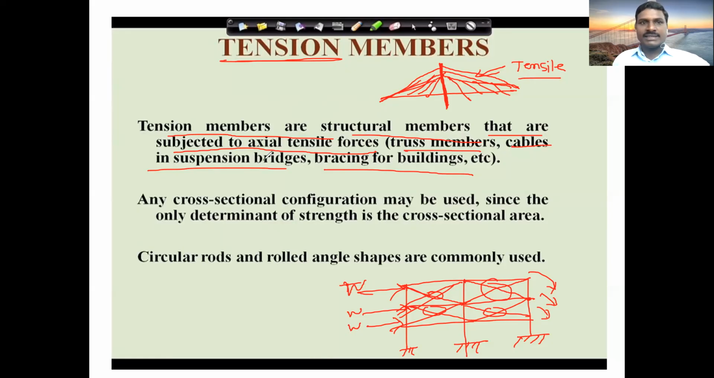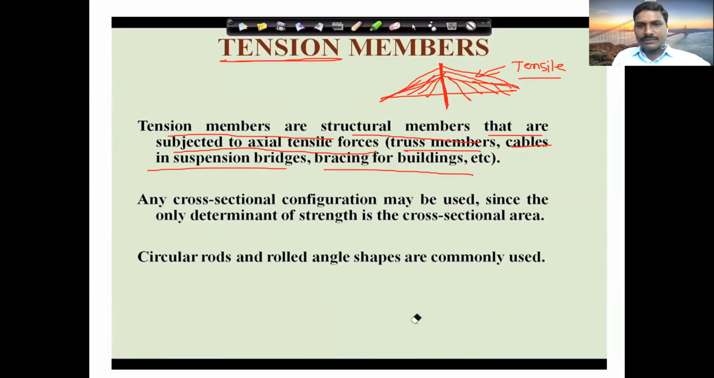Such are the examples or applications of tension member locations. So a tension member is nothing but a structural member that can carry axial force. Any cross-sectional configuration may be used, since the only determinant of the strength is the cross-sectional area. So the tensile strength of the member totally depends on the cross-sectional area.